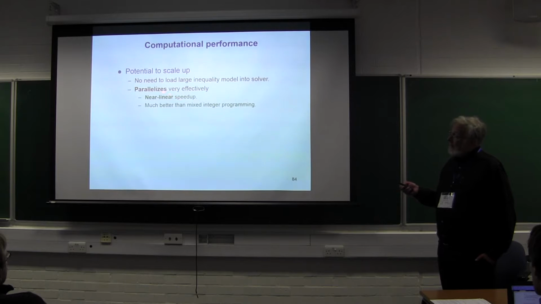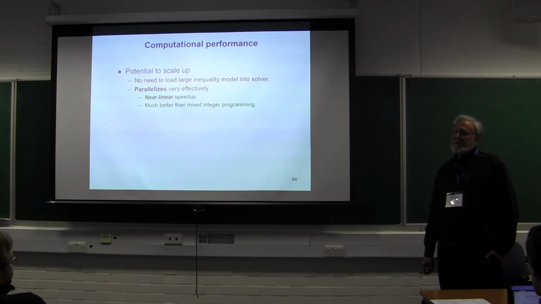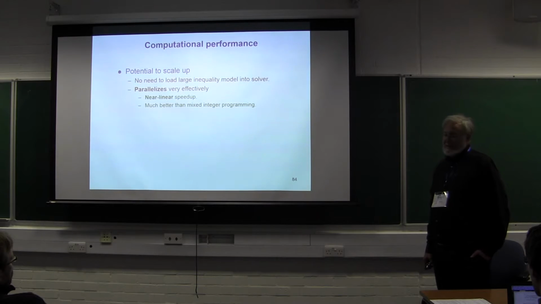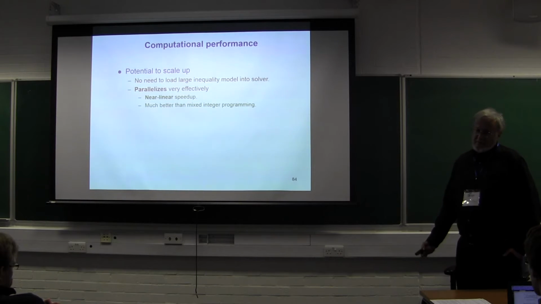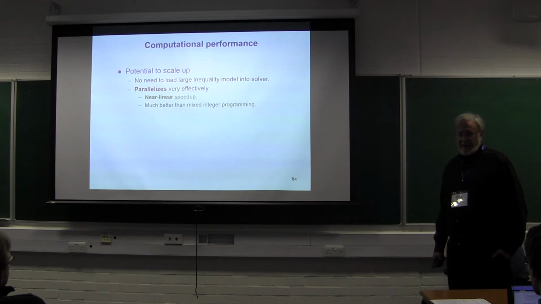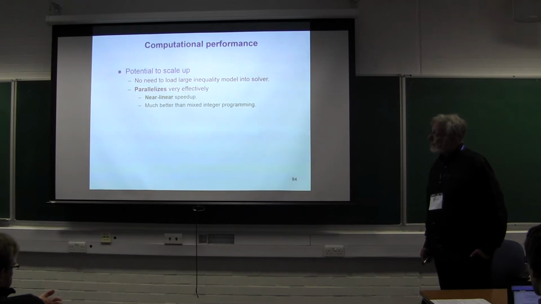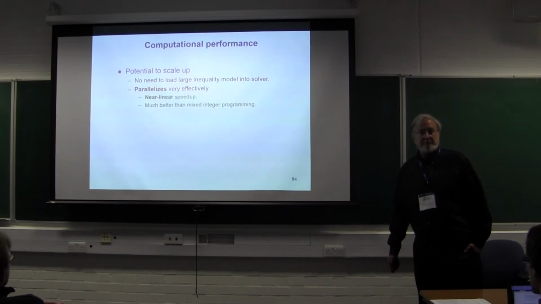Also, it turns out that parallelizing works very efficiently. We get almost linear speedup in parallelizing this branch and bound search. Whereas in integer programming, you get about 30%. That's to say, if you use 100 processors, you have a factor of 30 speedup in wall clock time. Ours is pretty close to 100% efficiency.